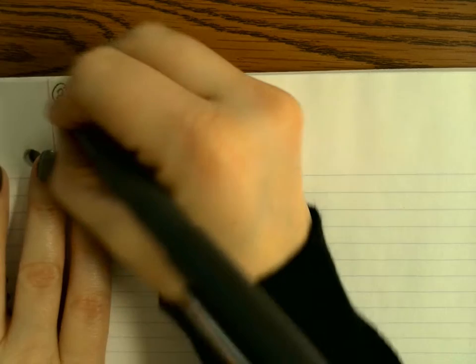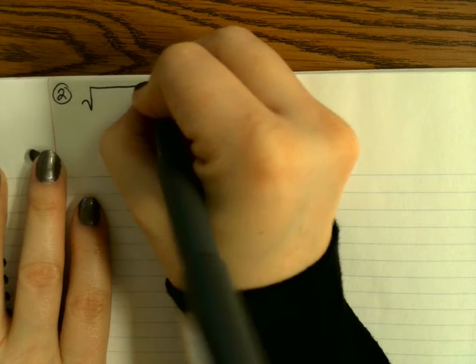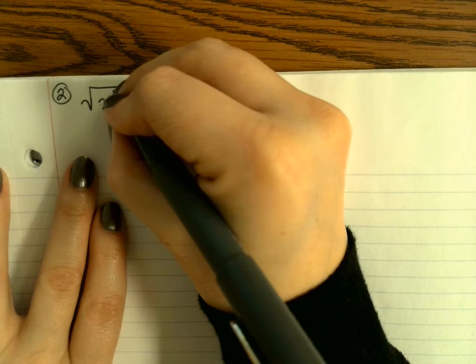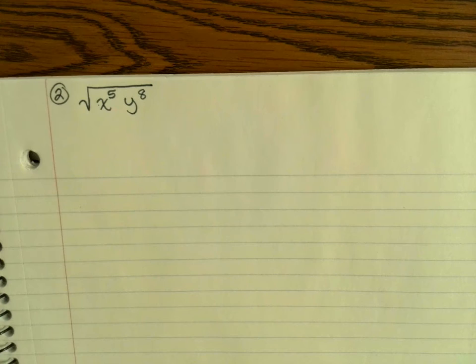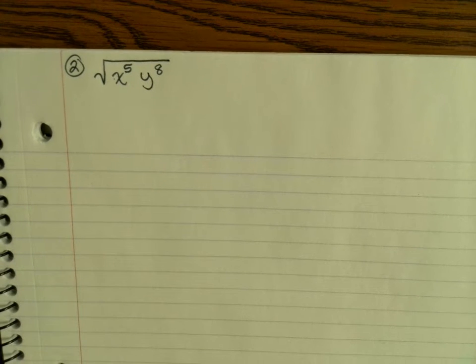Let's say that we have the square root of x to the 5th, y to the 8th. X to the 5th and y to the 8th. I'm going to zoom in so it's a little bit easier for you guys to see in the back.